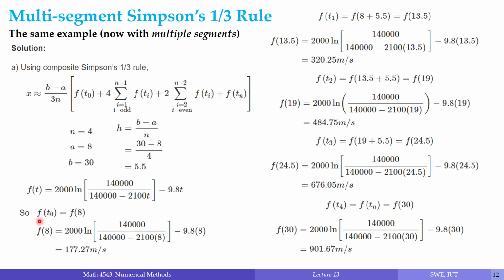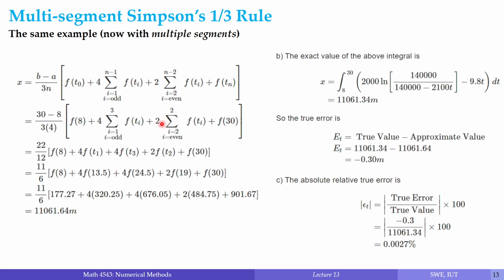So which means try to find the value of f of t naught. Okay, so we know t naught is 8, so we need to find the value of f of 8, which is what, if we plug these values into the calculator, we know the actual function. We see that 177.27 meter per second is the functional value at the point 8. We'll do the same thing for 13.5, 19, 24.5 and 30 as well. We have found these by just summing the initial value with the step size. Okay, so 8 plus 5.5 is 13.5. Now we try to find the functional value at 13.5. So we find the respective functional values using our calculator, and then we are ready to plug these functional values into our derived formula, right?